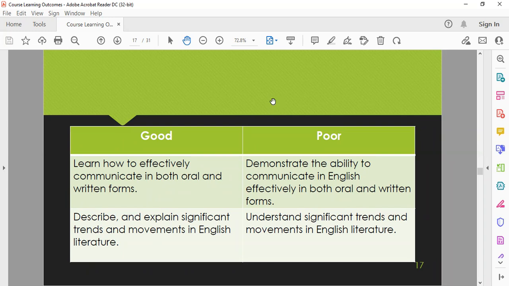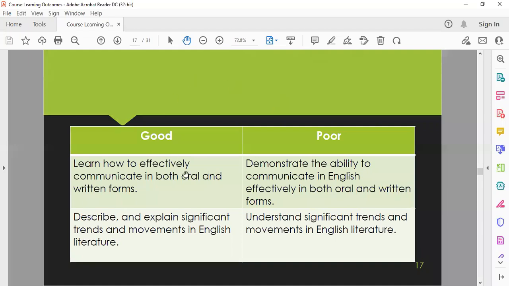Usually the verb understand is quite vague. In what terms do they translate their understanding? We have to be clear and more specific. Using action verbs usually helps a lot, and this can be a cognitive action verb or a practical action verb.